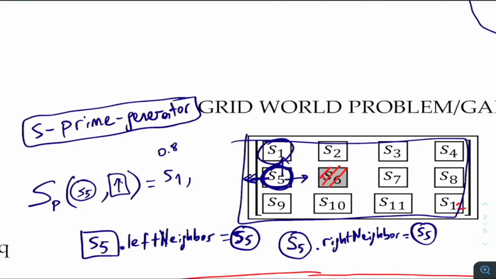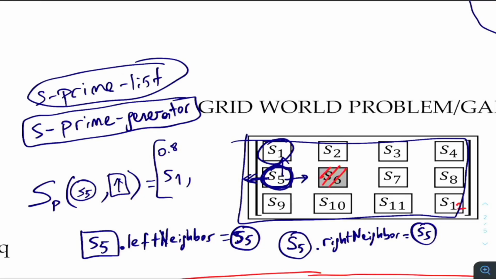So what I was trying to say is this: for every state and action, there is a corresponding S prime list. For that problem, the S prime list is not all the neighbors, but the neighbors you have a chance of getting to if you take that action. Again, just one by one, step by step.